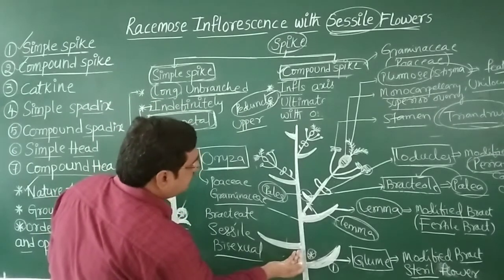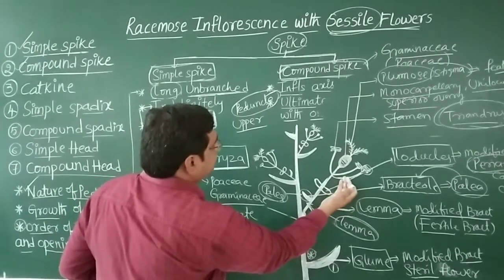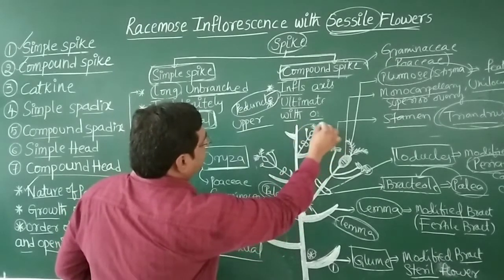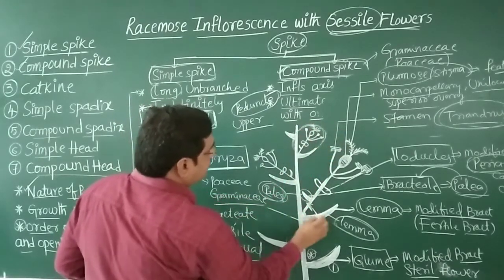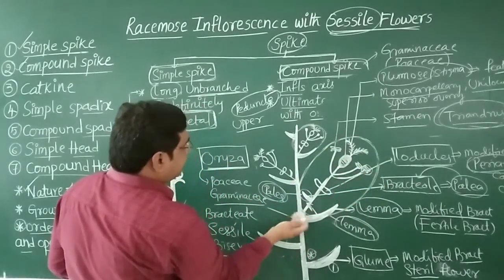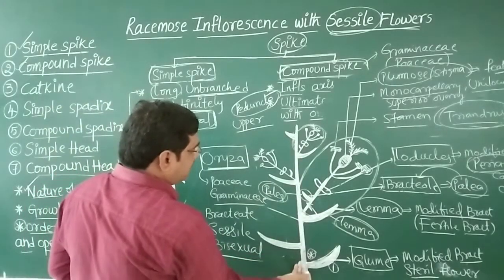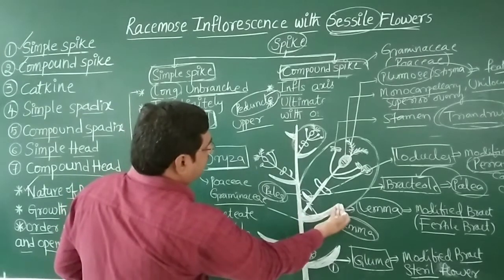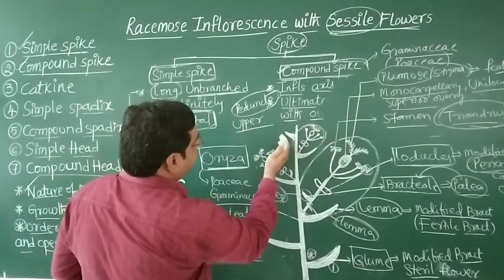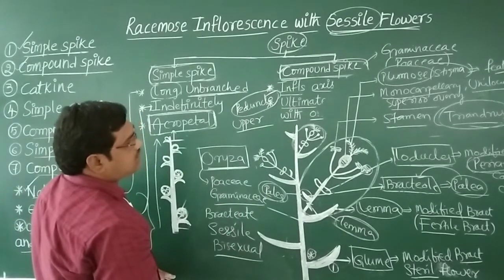And what is the arrangement and opening of flowers? On the lower side of the rachis, the flowers are bigger in size, and on the upper side the flowers are smaller in size. This type of arrangement is called acropetal succession. At the base of the peduncle are the older flowers, and at the top are the younger flowers.